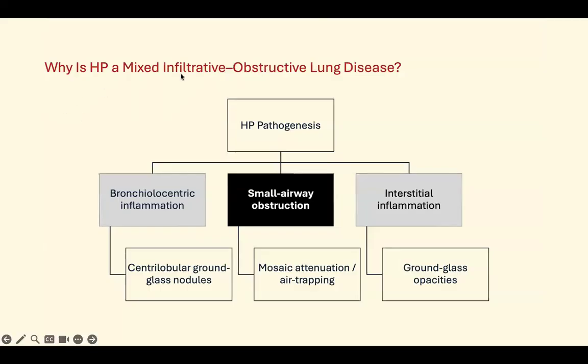So why is it a mixed infiltrative obstructive lung disease? Because of the HP pathogenesis. Here, this bronchiolocentric inflammation and small airway obstruction will induce the small airway disease component of HP, producing centrilobular ground glass nodules, mosaic attenuation and air trapping. The infiltrative component will happen when the interstitium of the lung is involved with inflammation, producing ground glass opacities.